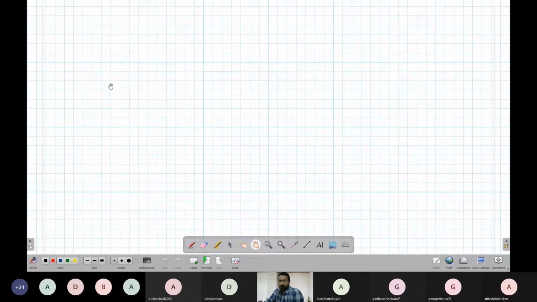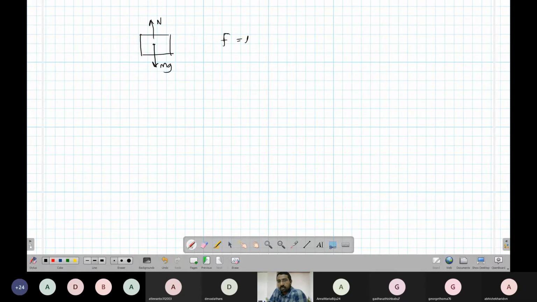And how do you find the friction force? Friction force, as I told you, there is a box. Mg is there. There is the normal force acting upward. The friction force is equal to some coefficient of friction into the normal force, whatever the normal force on this surface is, multiplied by some factor, some value. So this is a constant. It is also known as the coefficient of friction.